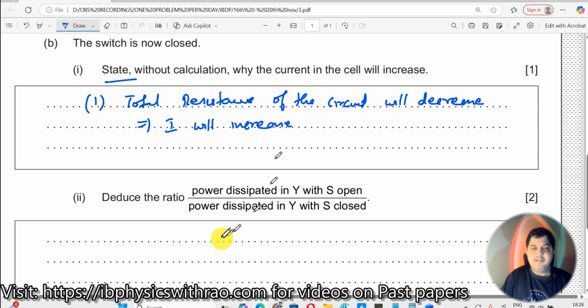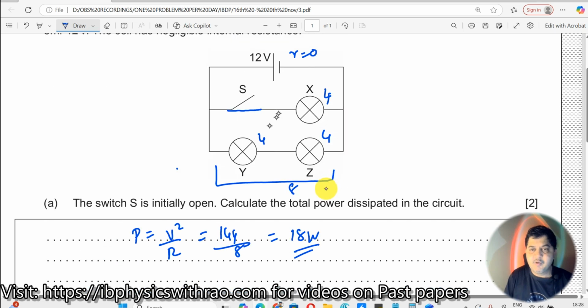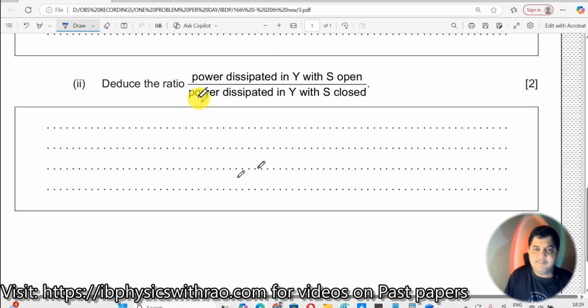Okay. Next, deduce the power dissipated in Y with S open and the power dissipated in Y with S closed, and the ratio of the powers. So when S is open, what will happen? The voltage over here would be, see, this is 12 volt, so across this would be 6 volt, and across this would be 6 volt. This is when the switch is open. When the switch is open, I'll write it separately.